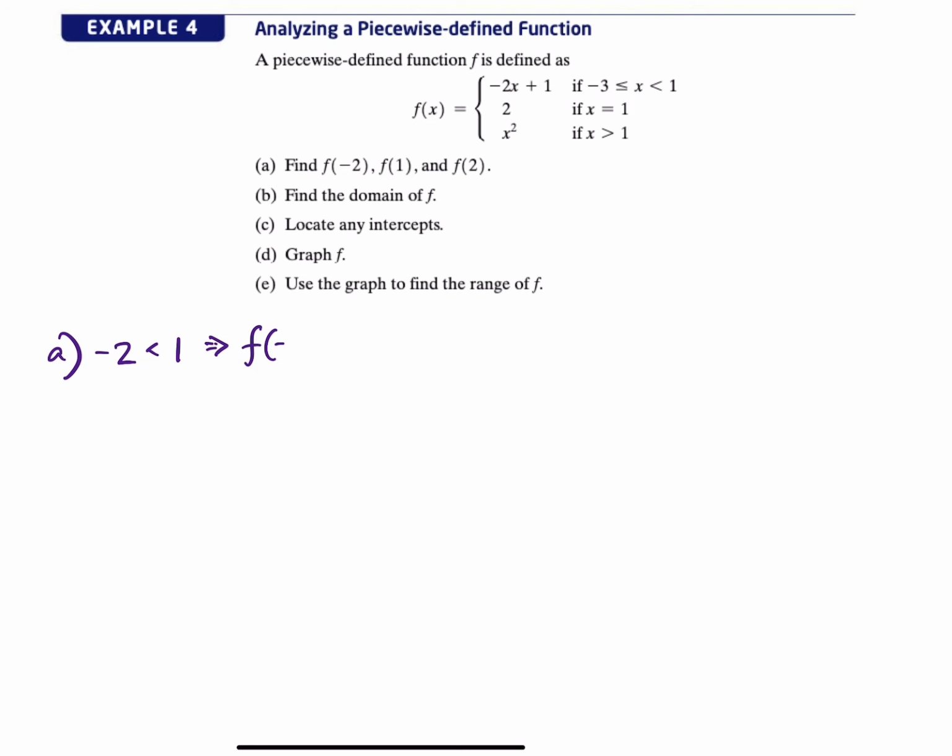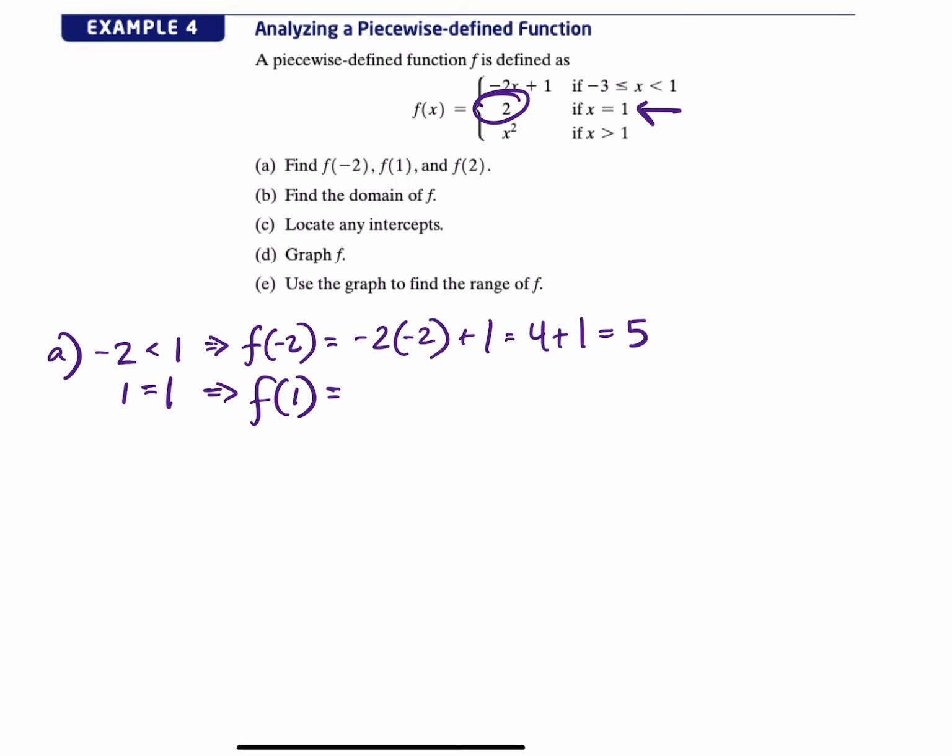So that means f of negative 2 should be negative 2 times negative 2 plus 1. So 4 plus 1 equal to 5. Next is asking for f of 1. Well, 1 is equal to 1. That's going to be that middle condition. So when the input is 1, when x equals 1, it's just giving this constant output of 2. So we'll just say this will be equal to 2.